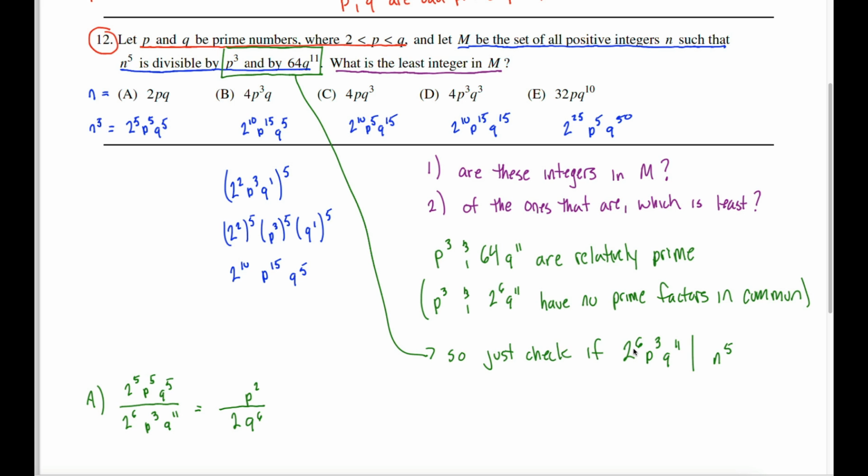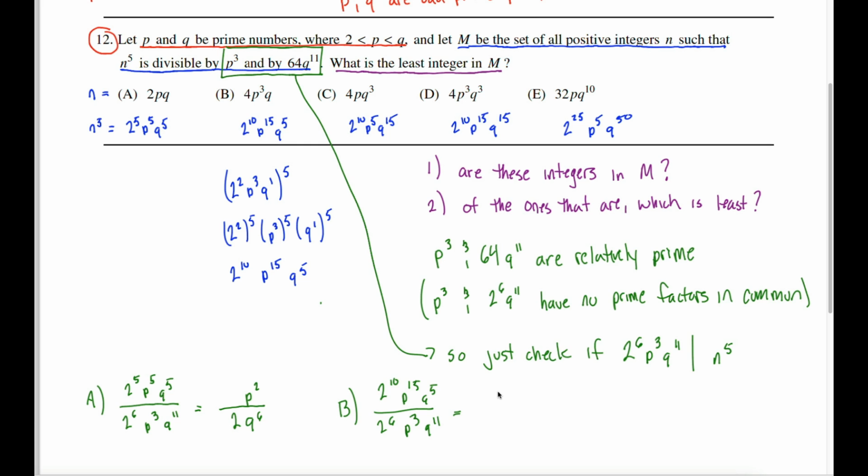In order to be divisible by 2 to the 6th, p cubed, q to the 11th, I must have at least 6 2's in my prime factorization, at least 3 p's, and at least 11 q's. I can tell just visually that B is not going to satisfy the criteria either. I'm not going to have enough q's, right? I got 2 to the 10th, p to the 15th, q to the 5th. I try to divide it by 2 to the 6th, p cubed, q to the 11th. I'm able to get rid of all the 2's, that's good. I'm able to get rid of all the p's, that's good. But I'm not able to get rid of all the q's.